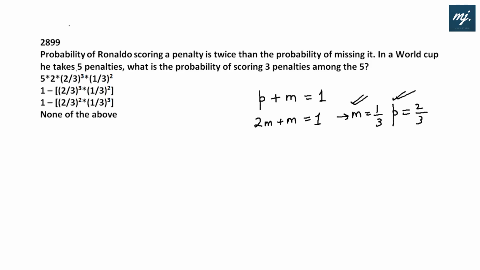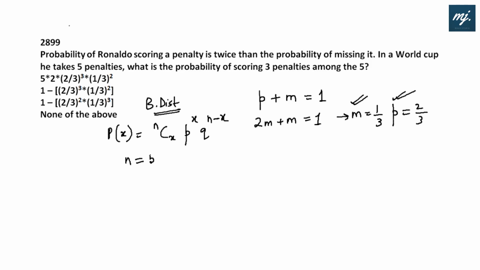In a World Cup, he takes 5 penalties. What is the probability of scoring 3 penalties among the 5? We can use binomial distribution to solve this kind of question. Probability of getting X is given by nCx, small p to the power x, q to the power n minus x, where n is the number of times the experiment is done.